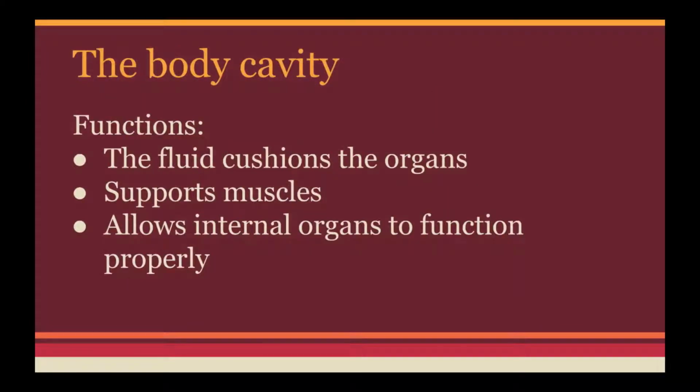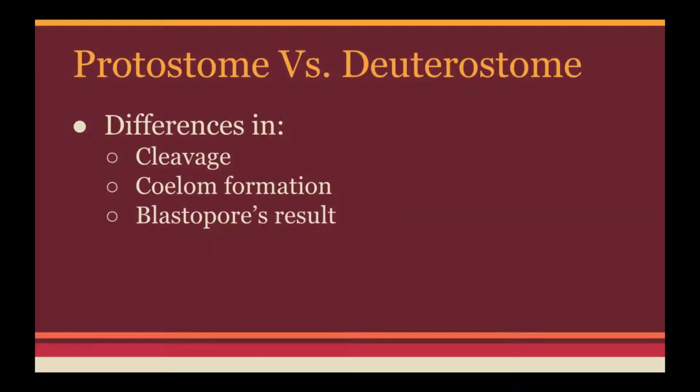You might ask, what's the benefit of having a coelom? Well, the fluid inside it cushions the organs, it also supports the muscle, and it allows the organs to function properly by allowing substances to travel in different directions and different ways. Animals can also be categorized as protostomes or deuterostomes. They differ in the cleavage, the coelom formation, and what happens to the blastopore at the end.